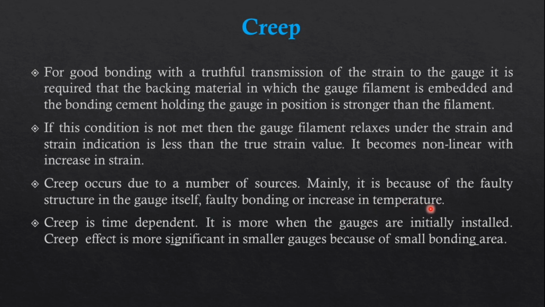So whenever temperature is going to increase, the gauging effects are there. So the length of the cable is going to be increased, or the size of the backing material is also going to be changed. So it is going to introduce some amount of creep. The creep is time dependent. It is more when the gauges are initially installed. Okay, creep effect is more significant in smaller gauges because of the smaller bonding area. So the smaller the size of the gauge, the more creep effect there will be in our gauge.